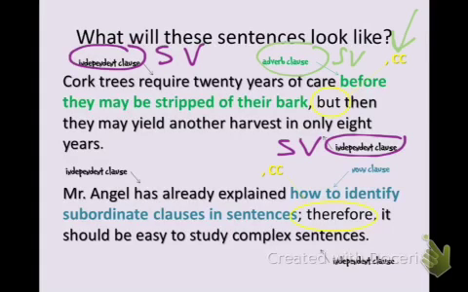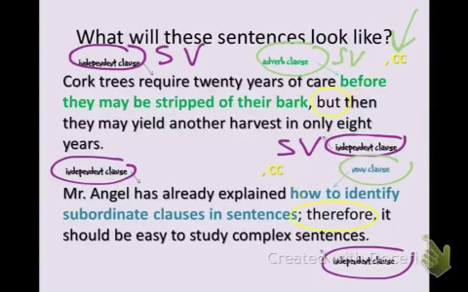In the second one, Mr. Angel has already explained how to identify subordinate clauses in a sentence. Therefore, it should be easy to study complex sentences. Again, we've got an independent clause here, an independent clause here. We've got our subordinate clause there. So that's basically what they're going to look like in a sentence. On the next slide, we'll go ahead and look at some specific examples, and we will be labeling those together.